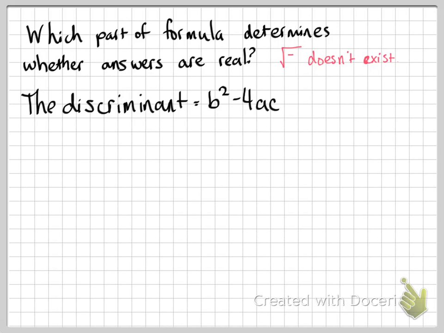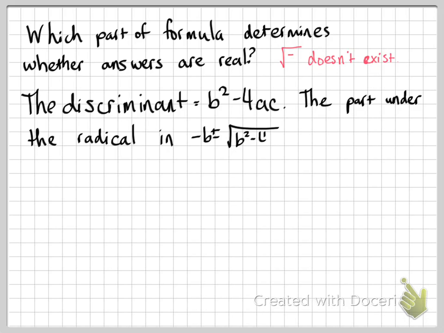The discriminant in the quadratic formula is b squared minus 4ac, and this is the part under the radical, and it determines how many real solutions you have. The quadratic formula is negative b plus or minus the square root of b squared minus 4ac, all divided by 2a. Discriminant is just this guy that's under the radical.